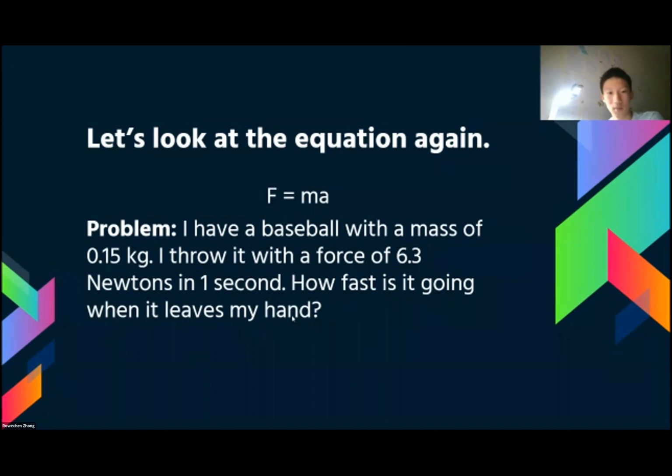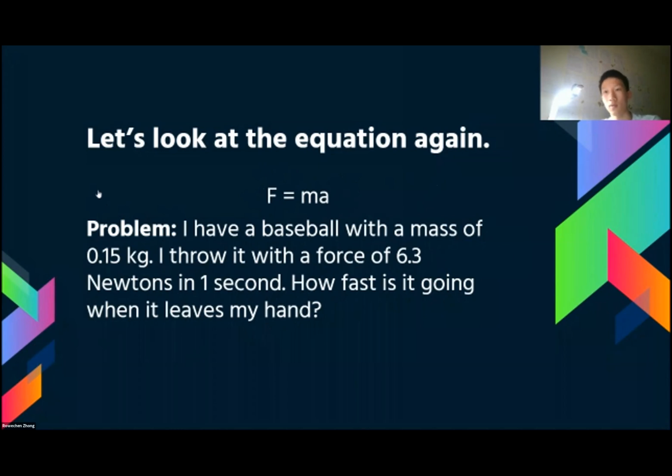All right, so now that everybody sort of understands how this equation works, it's pretty simple. You just plug in the stuff you know. If I know the mass and the acceleration, I can figure out the force. If I know the force and the acceleration, I can figure out the mass. And if I know the force and the mass, I can figure out the acceleration. Simple enough.